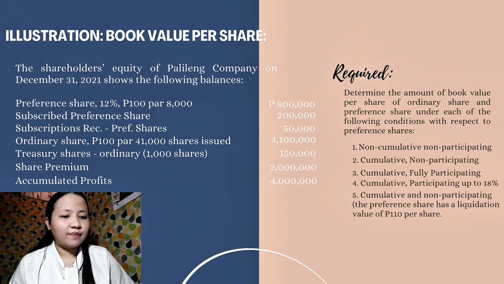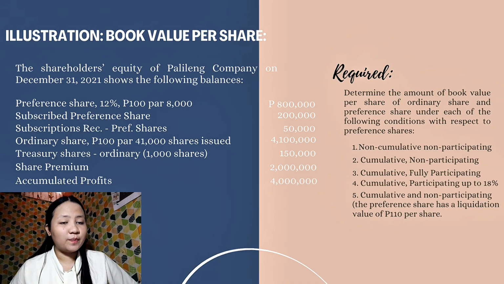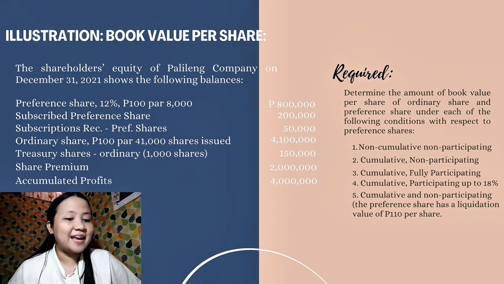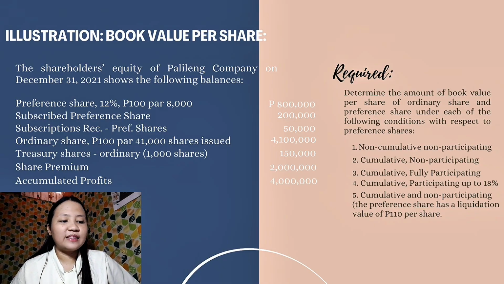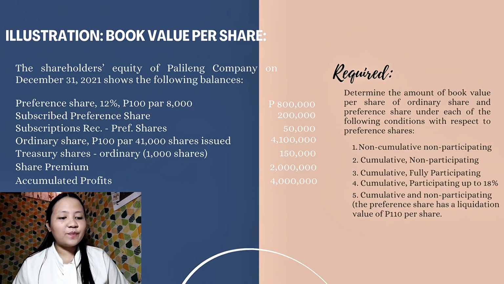this illustration problem. So, first, we have the non-cumulative and non-participating. We will be solving that one later on. Then, second, the cumulative and non-participating. Third, we have the cumulative but fully participating. Fourth, we have the cumulative but participating up to 18%. And last consideration, we will be solving the cumulative and non-participating, but the preference share has a liquidation value of 110 pesos per share.